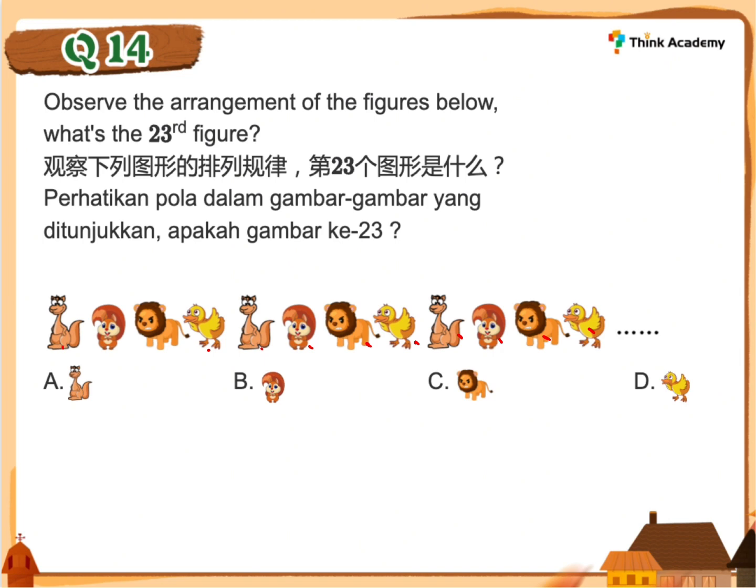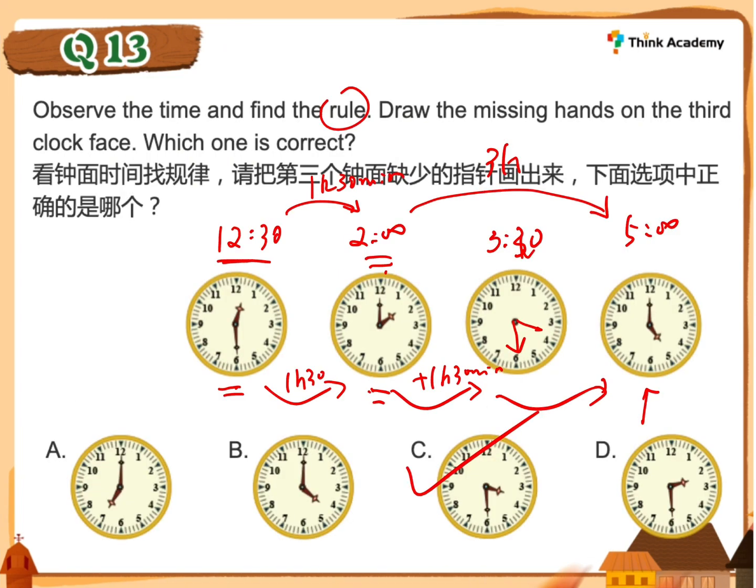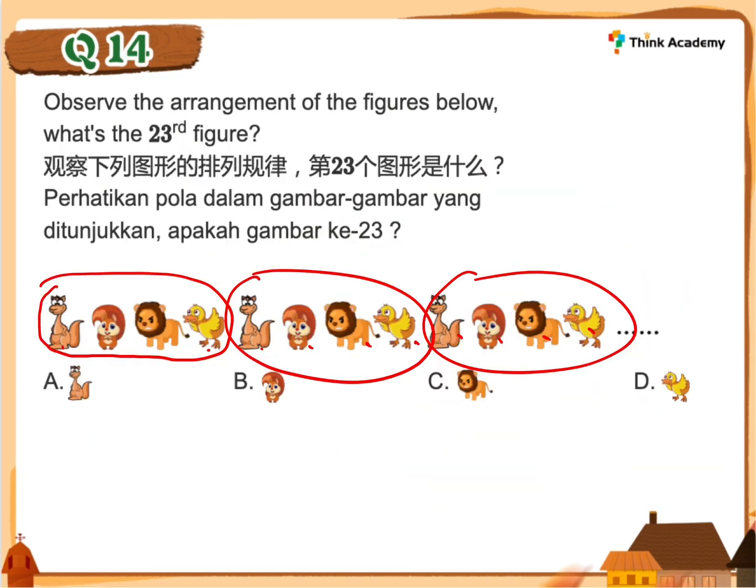So you can find the pattern. The period is 4, right? When you get 4 animals, you will get into a cycle. So the period is 4. Yeah. Or you can call it the periodicity is 4. 周期长度是4.